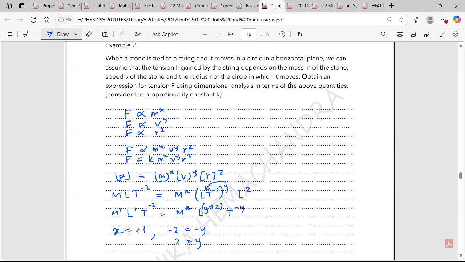And L is 1. 1 is equal to Y plus Z. Y is 2. Then Z will be, 2 goes to the other side, 1 minus 2, it's minus 1. Then you have the 3. You can write F equals K, M to the power 1, that's just M, right? V to the power 2 and Z to the power minus 1, that's R to the power minus 1.